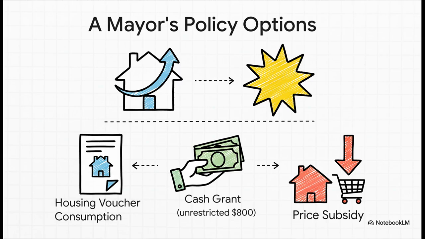So, imagine you're the mayor. You've got two main goals. You want to get families into more and better housing, and you also want to improve their overall quality of life. You have a limited budget, and you've got three policy tools on the table. A housing voucher that can only be spent on rent, an unrestricted cash grant of the same amount, or a price subsidy that makes housing cheaper for them. The big question is, which one do you choose?